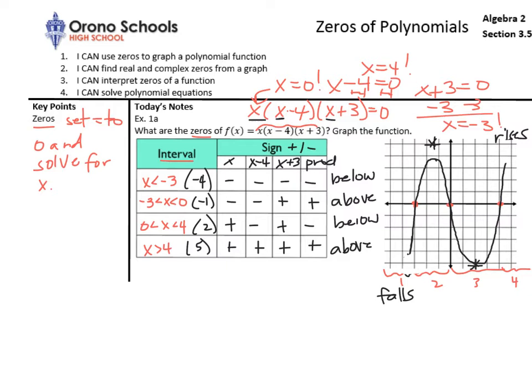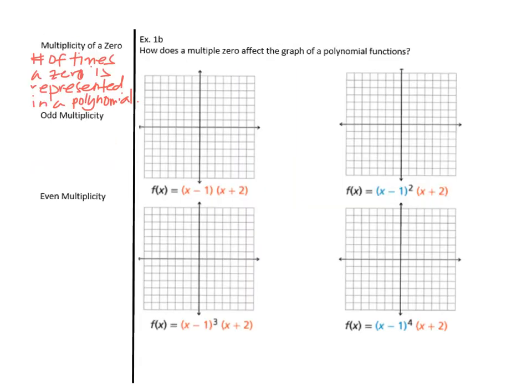Don't like it when it looks quite like that. Okay, so let's get those arrows back in there. We're going to fall towards negative infinity and rise towards positive infinity. That's graphing a polynomial function with 3 zeros.